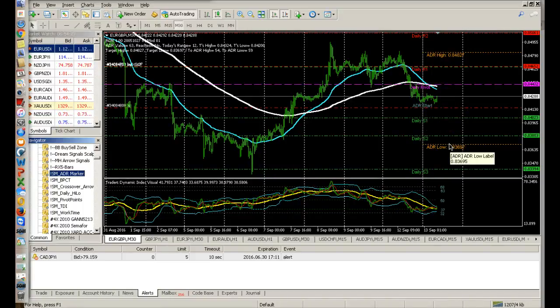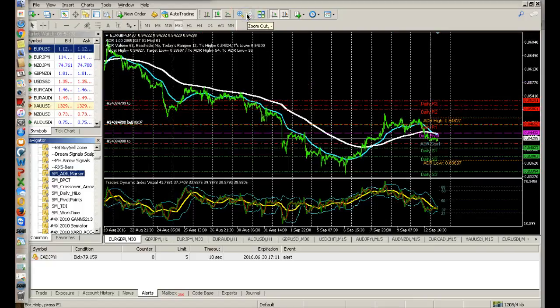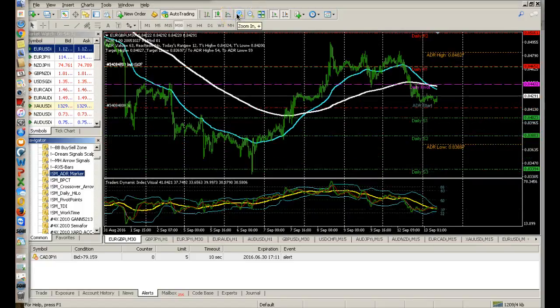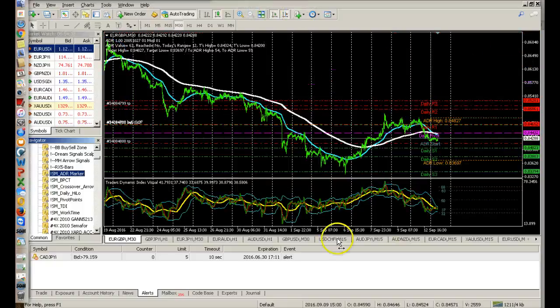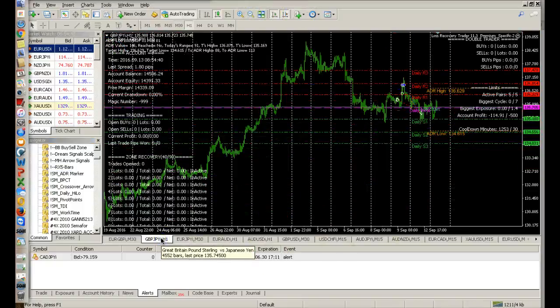No one could predict the market, right? I mean, you can't predict where it's going to go. So you got to wait for it to make its move and then place your buys or place your sells. So let's look at some more pairs.